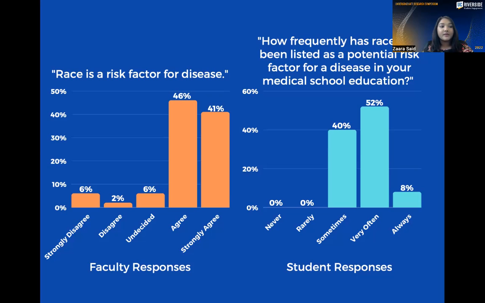And the student survey had a similar question asked, but it was phrased as how frequently race has ever been listed as a potential risk factor for disease in your medical school curriculum. So most of them said that they agreed to some extent that race was mentioned, either sometimes or very often were the most common responses. So it was often discussed as a risk factor for disease. And these responses show a consistency between the two surveys, that there is in fact an emphasis being placed on race being a risk factor for disease, and it can be seen directly here.